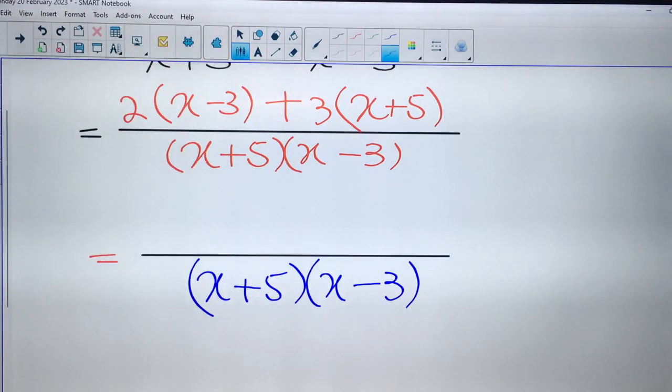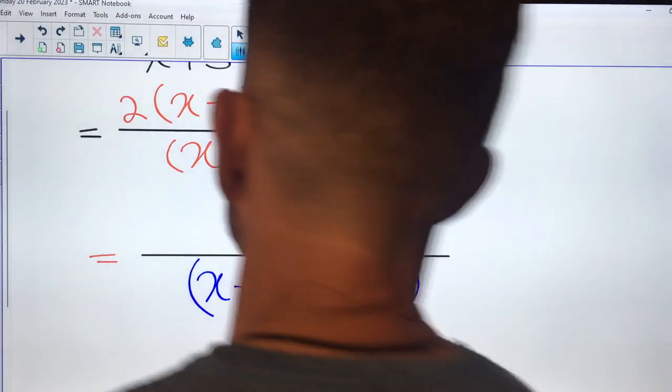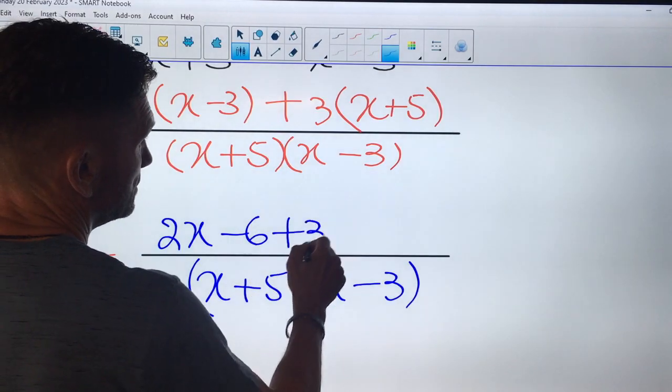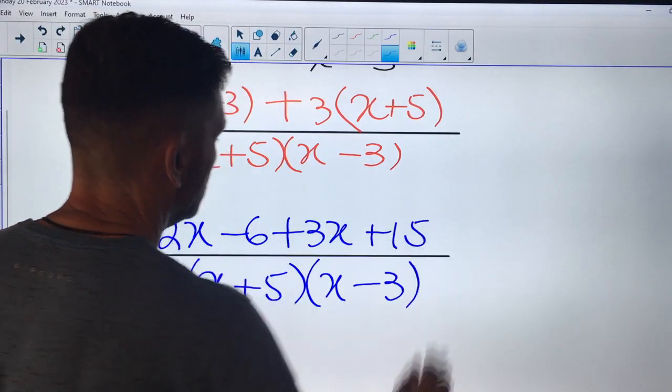So what do we have to do with the brackets on top? We have to simplify. Yes, multiply them out. Simplify is the right word. Multiply it out, simplify it. 2x minus 6 plus 3x plus 15.